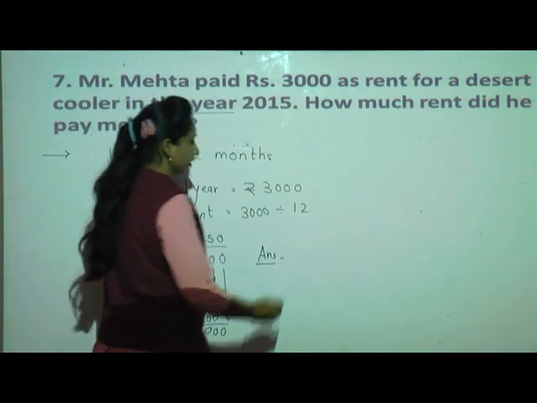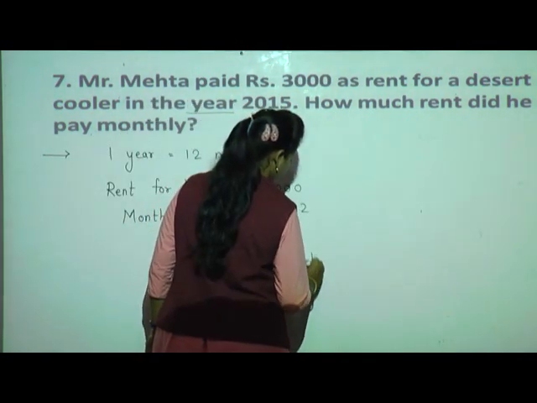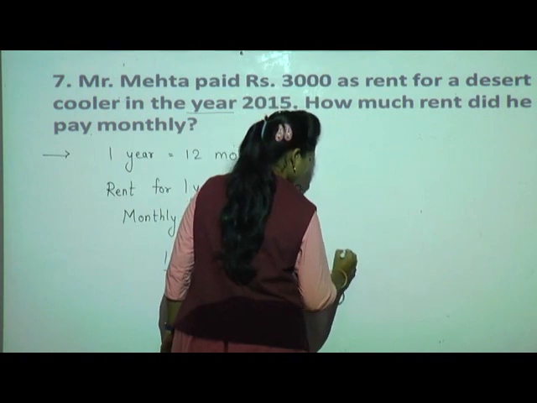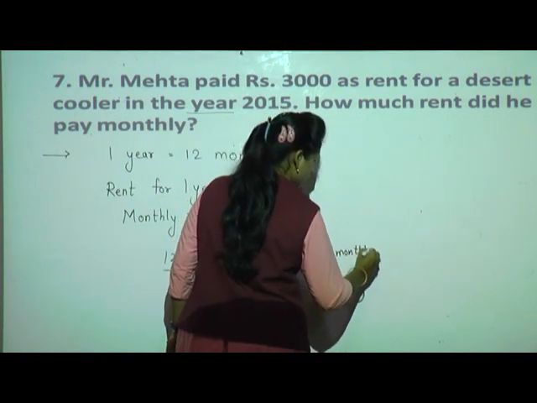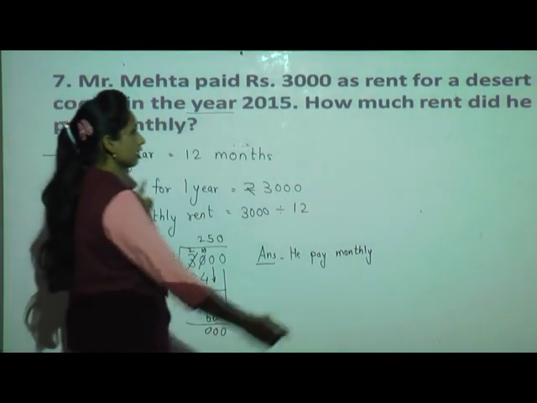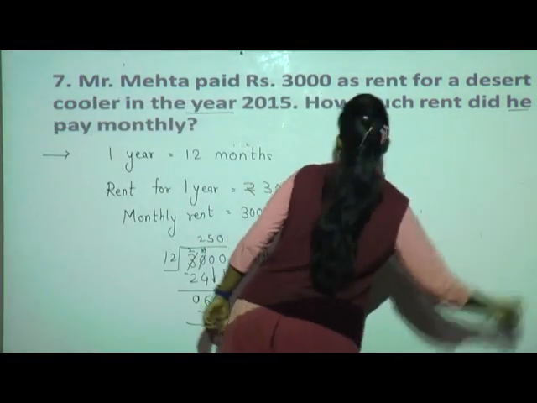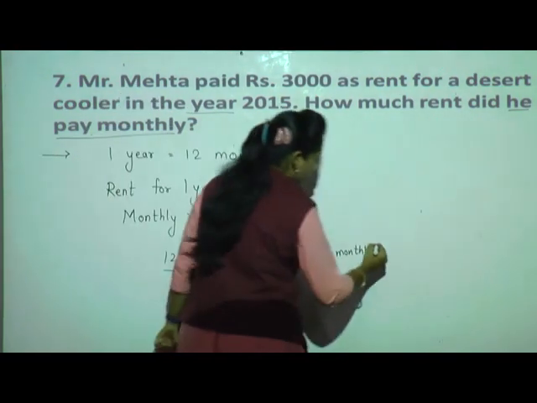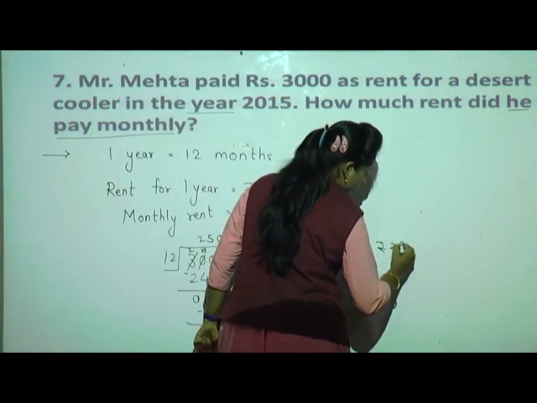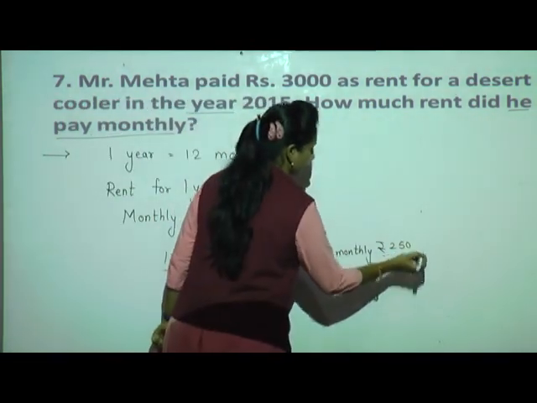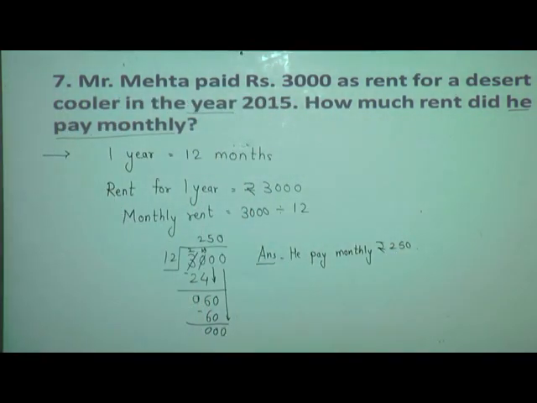What you can write? He pay monthly. See every statement I am taking from question. See it is there here. He pay monthly. Don't give question mark. How much he pay? Rupees 250. This much enough. Give full stop. Got it? Clear? Now we'll move to the next.